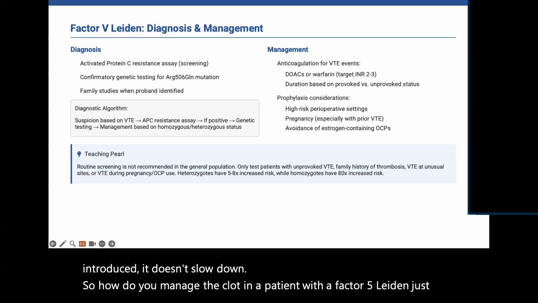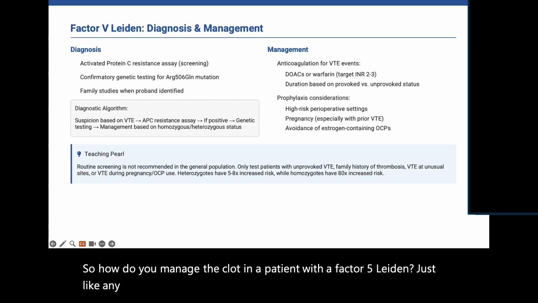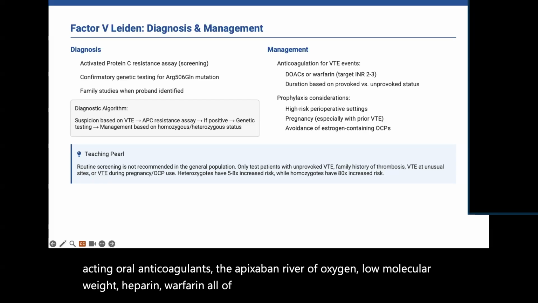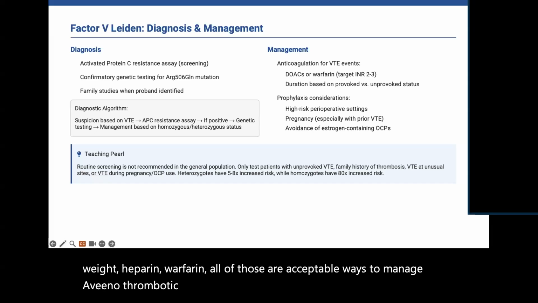So how do you manage the clot in a patient with factor V Leiden? Just like any other venothrombotic event. Anticoagulation. You can do DOACs, the direct-acting oral anticoagulants, apixaban, rivaroxaban, low molecular weight heparin, warfarin, all of those are acceptable ways to manage a venothrombotic event.